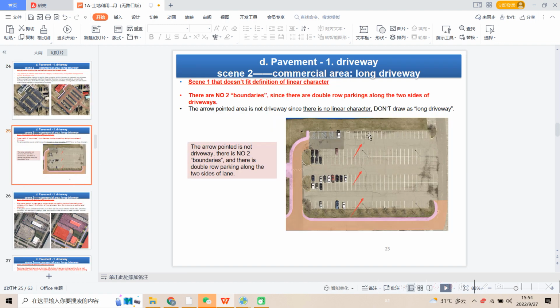And this one, right? This is a wrong example that we don't draw for here. It's because this is double row parking, and we don't have single row parking here. We don't have a boundary, so we just leave this whole area as parking. But remember, for here and here, we need to draw a short driveway, right? It's still connecting this parking lot to the long driveway.